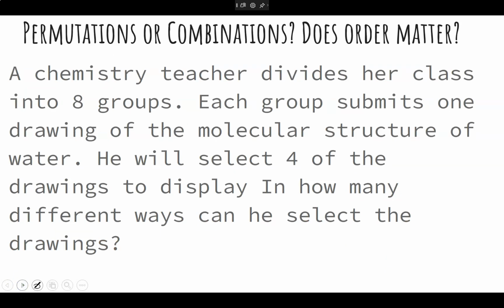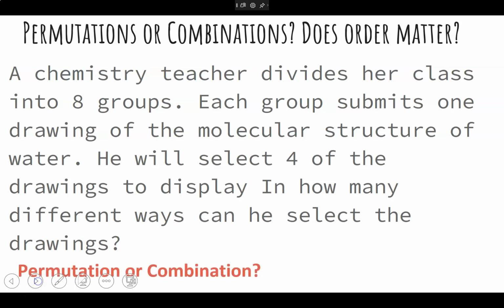All right. Here we go. Now we have a word problem. Tizzy, this one's all you. So get ready. Here we have a chemistry teacher who divides her class into 8 groups. Each group submits one drawing of the molecular structure of water. He will select 4 of the drawings to display. How many different ways can he select the drawings?